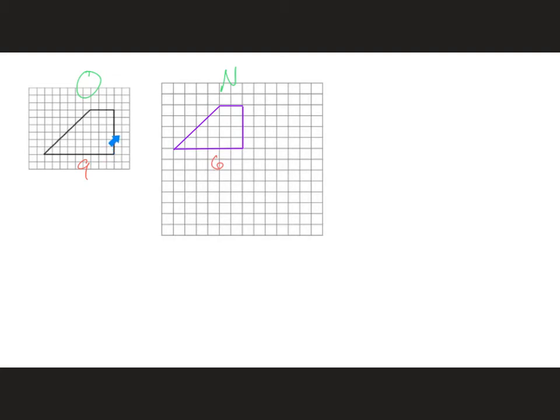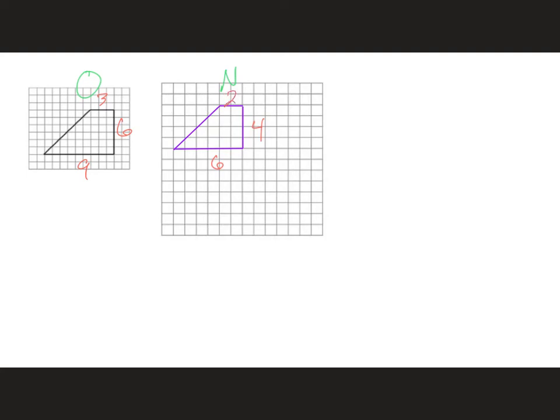And then 1, 2, 3, 4, 5, 6. So 6 there. 1, 2, 3, 4. And then let's check our top as well. 1, 2, 3. And 1, 2.